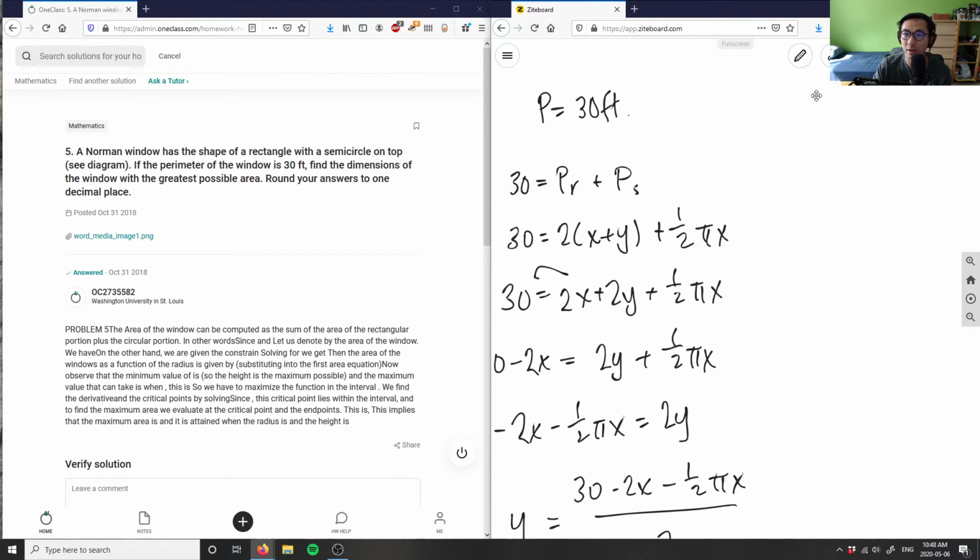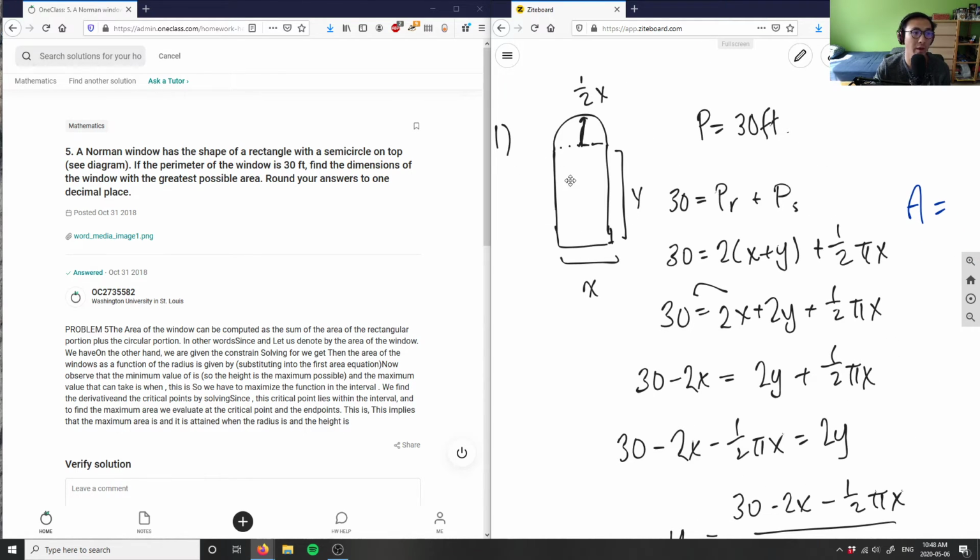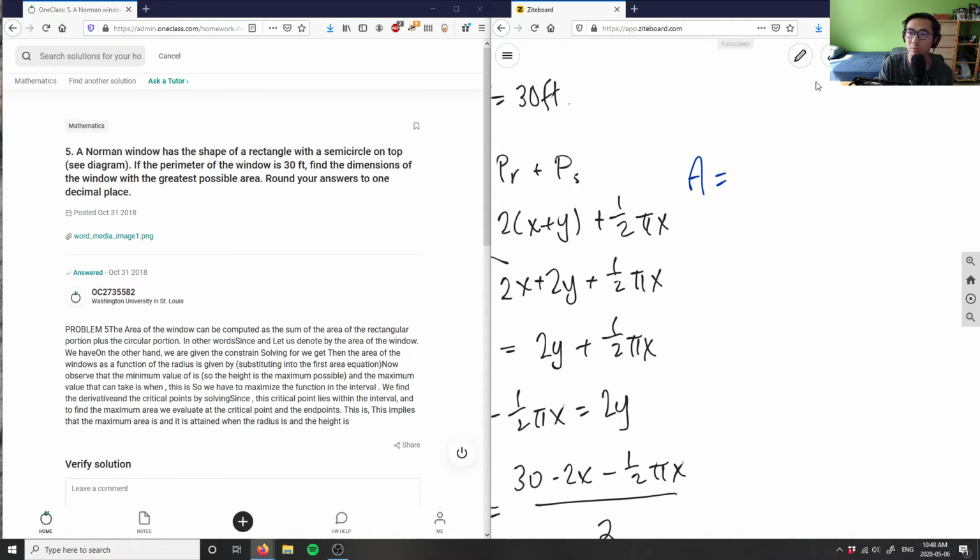Now we have to figure out a formula for area, right? Because that's what we care about, the dimensions with the greatest possible area. So we want the area of the total shape. Again, I have this Norman window here. I have a rectangle and a semicircle. So I care about the area of the rectangle plus the area of the semicircle, right? And you can say this is the total area. But the area of a rectangle, I know, is length times width.